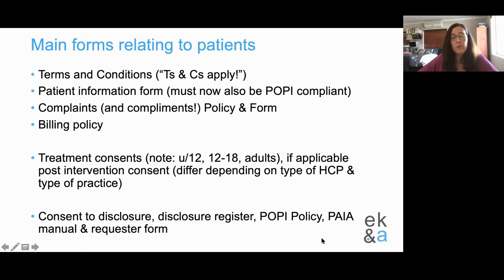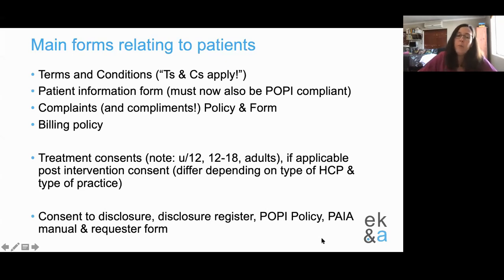Then the next category of forms are the treatment consents. And here we must bear in mind the provisions of the Children's Act. So children under 12, children 12 to 18, and then adults. There's also permutations. So if you work in mental health, you may need forms for people who are mentally incapacitated. If you work in particular settings such as terminations of pregnancy and you consult or counsel people there, there are particular provisions in that act that are relevant. But in general, there are the three categories that will depend on the type of practice that you do.